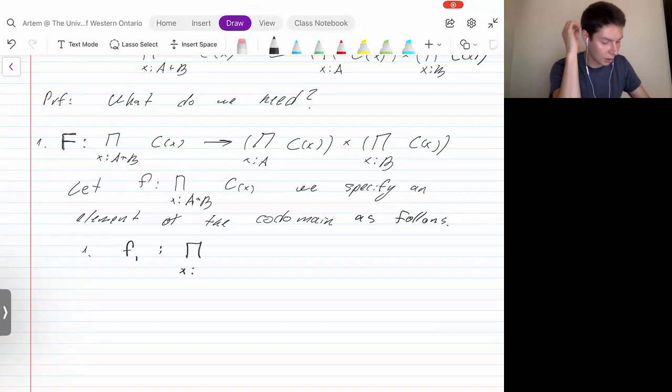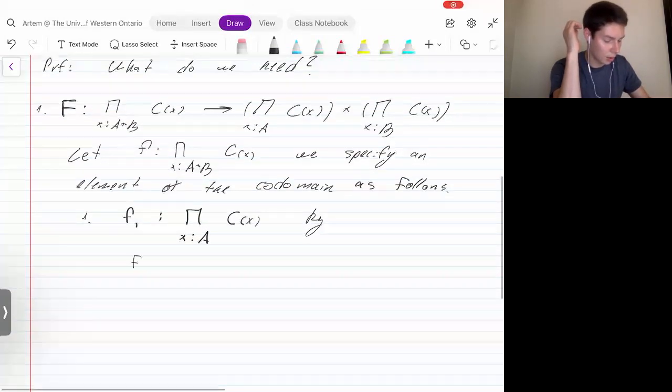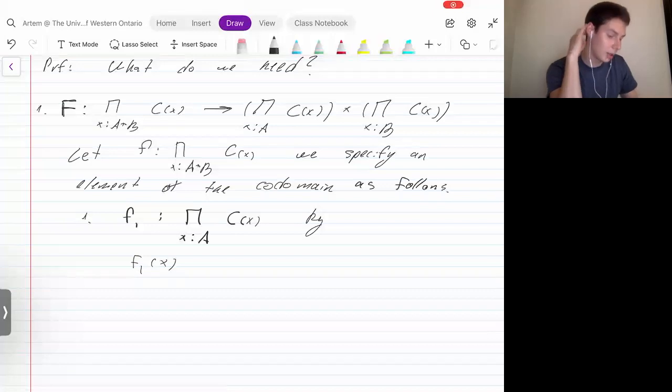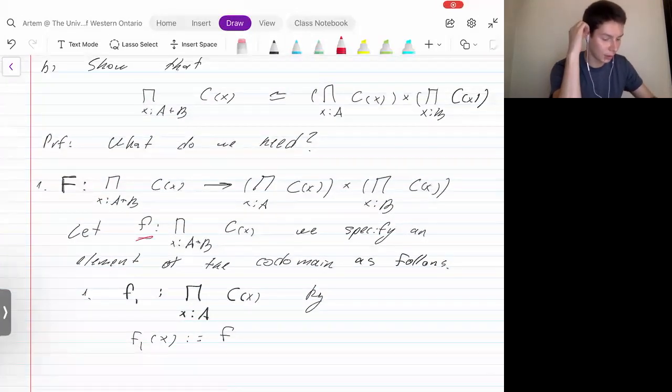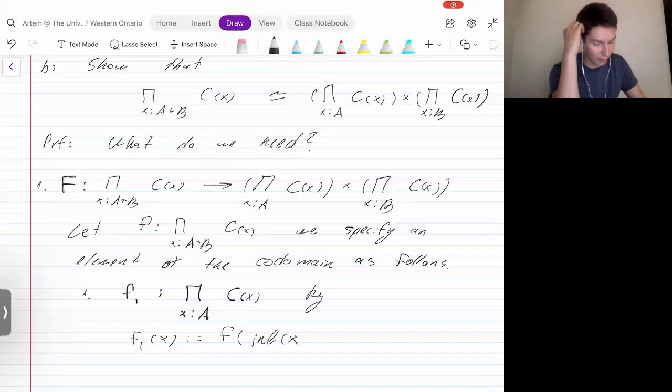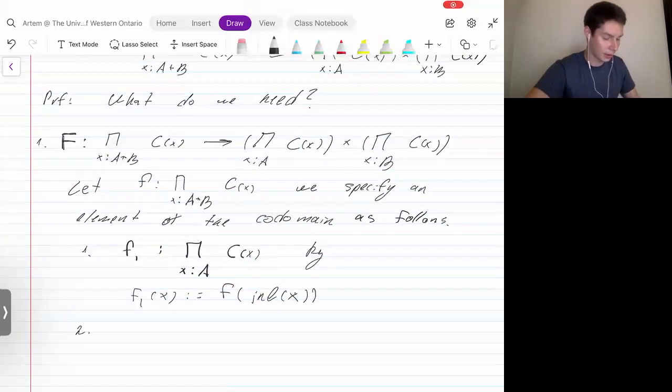It's going to be in here, so on the input x, we need some element of Cx. So instead we define it to be our original f, as we have here, applied to the constructor inl of x, and this is going to give us an element of Cx, and so we're done. The second component is going to be similar.